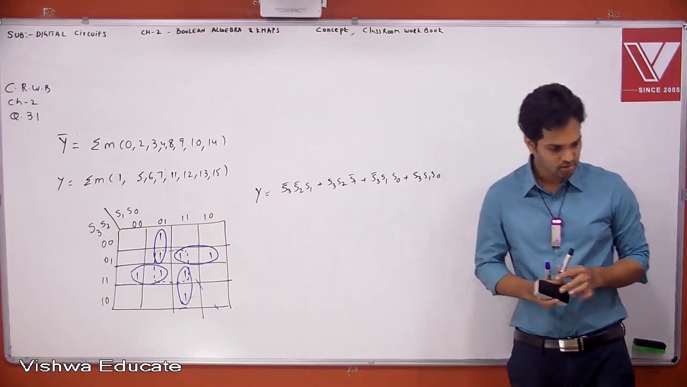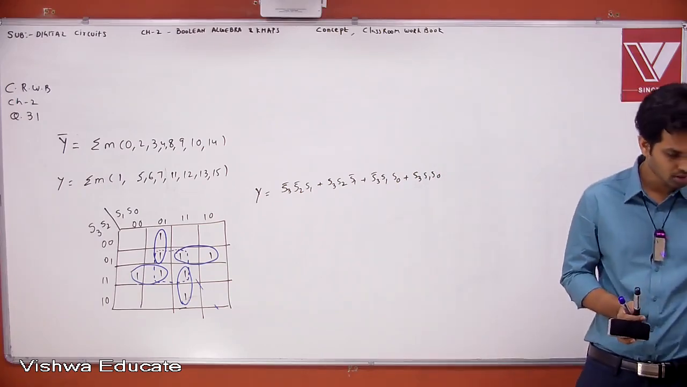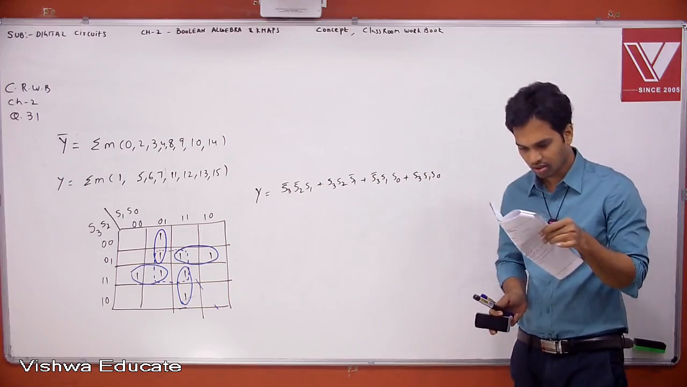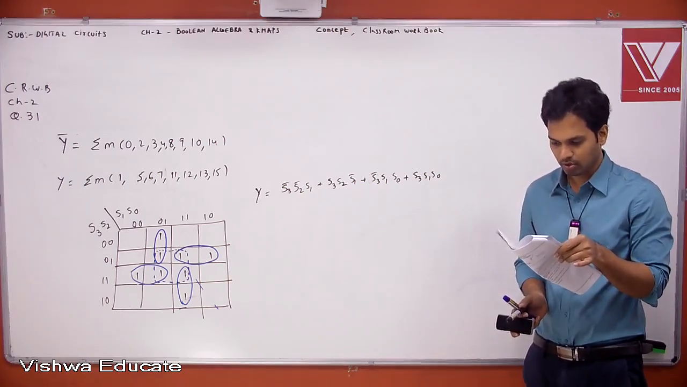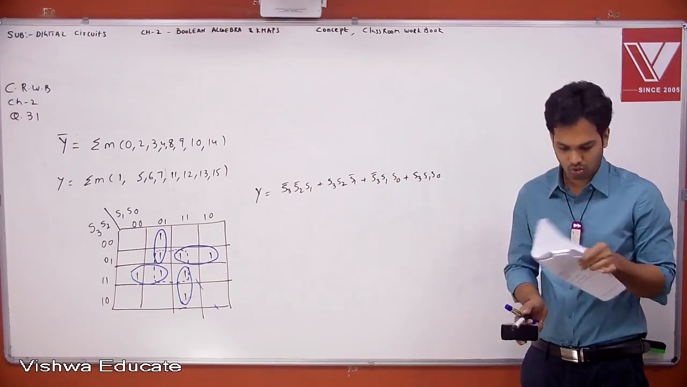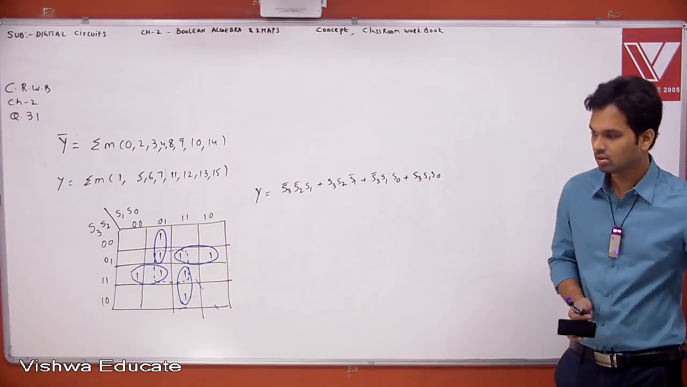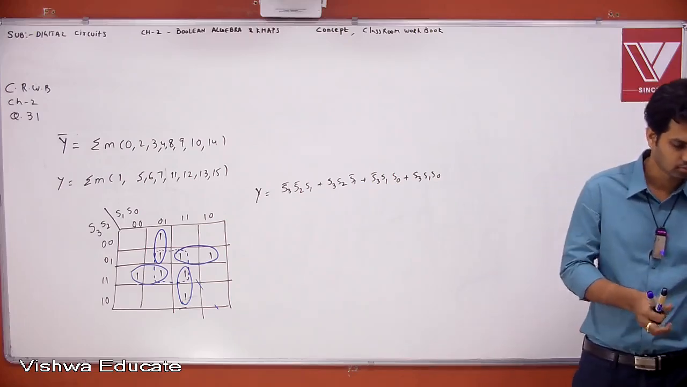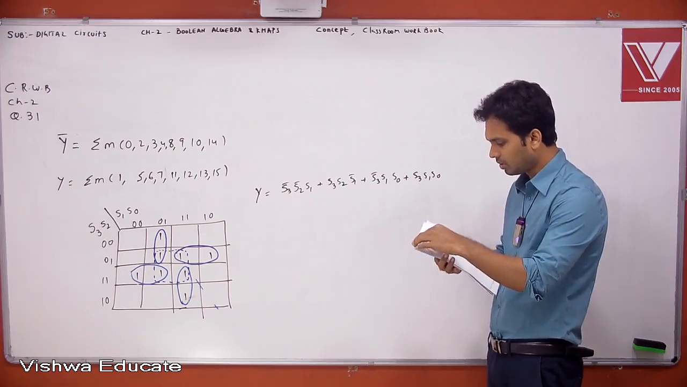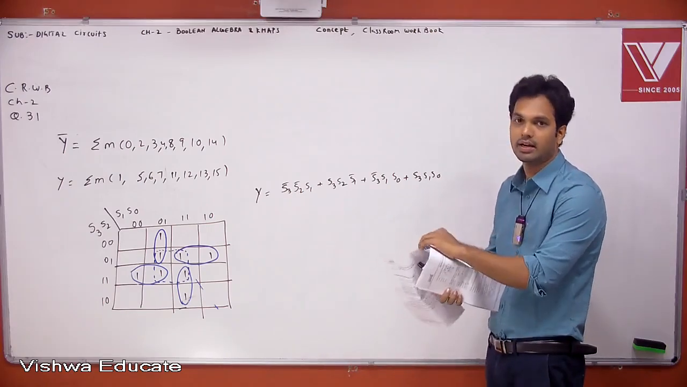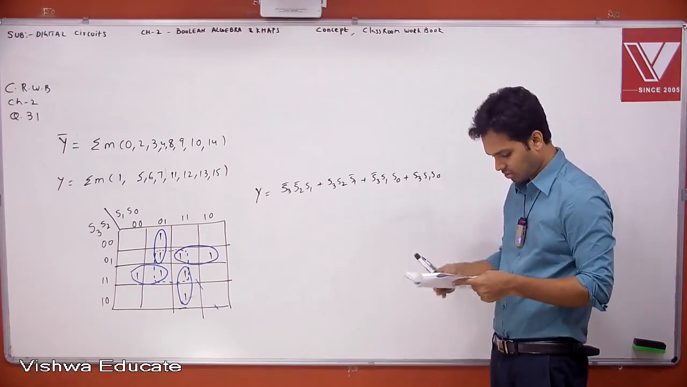Now, in this, there is another question, part C. Draw the circuit for the digital logic box using 4 2-input NAND gates for each box. They have given 2 boxes. In each box, how many gates are required? We need to implement it with only 4 NAND gates in each box. They have given you the boxes like this.